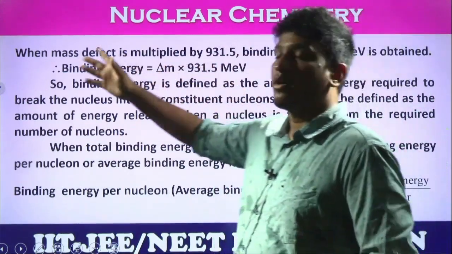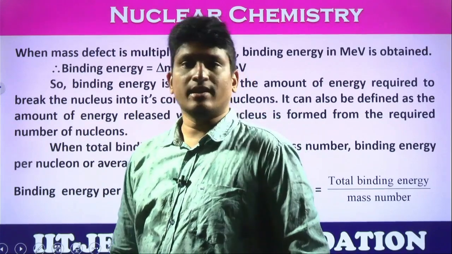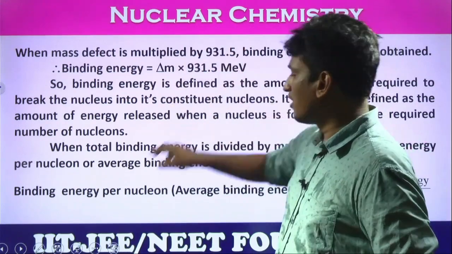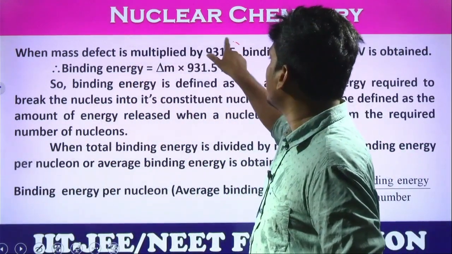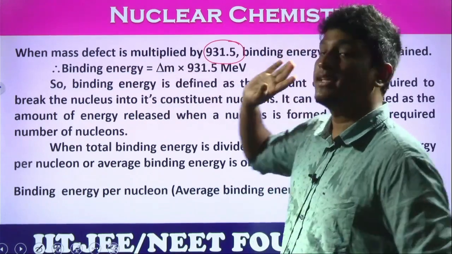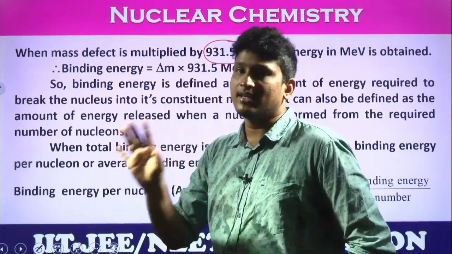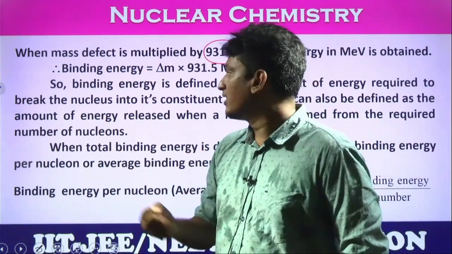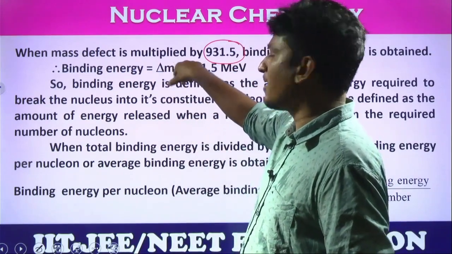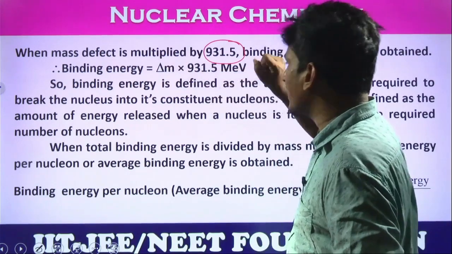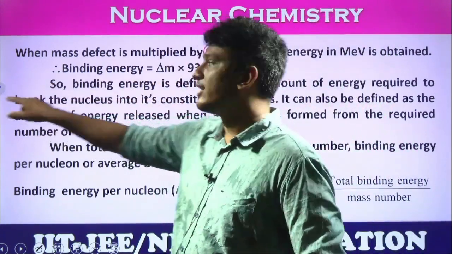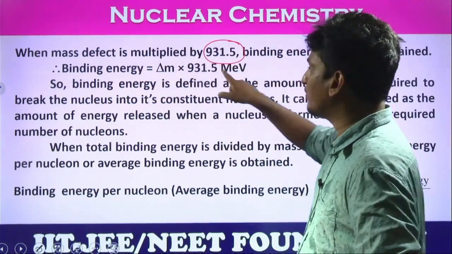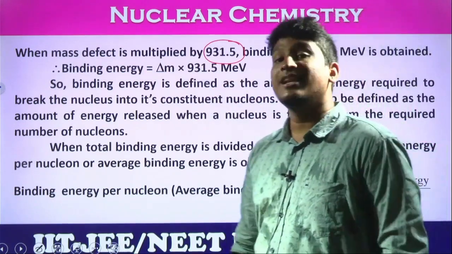So once again, according to Einstein, E equals mc square. In general, students, one atomic mass unit, 1 AMU, equals how much? 931.5 MeV, million electron volts. This is the relation between mass and energy. So to find the value in terms of binding energy, we multiply the mass defect in AMU into this electron volts, and we'll get the binding energy. Binding energy equals mass defect into 931.5. Sir, why this? Because 1 AMU equals how much, students? 931.5 million electron volts.